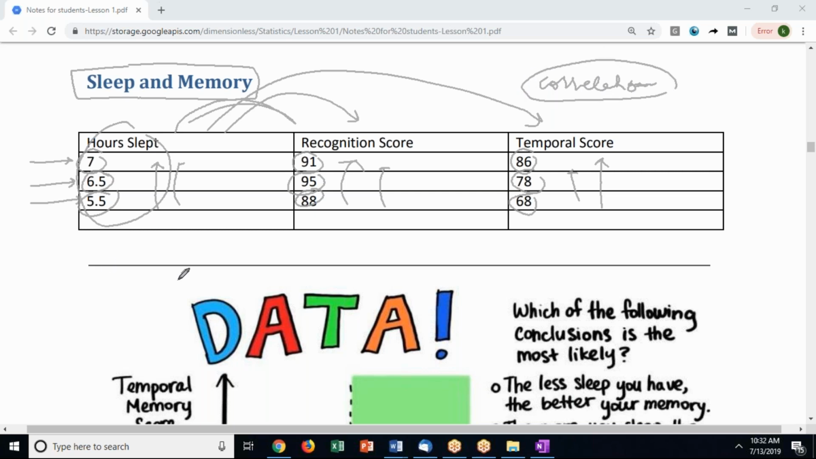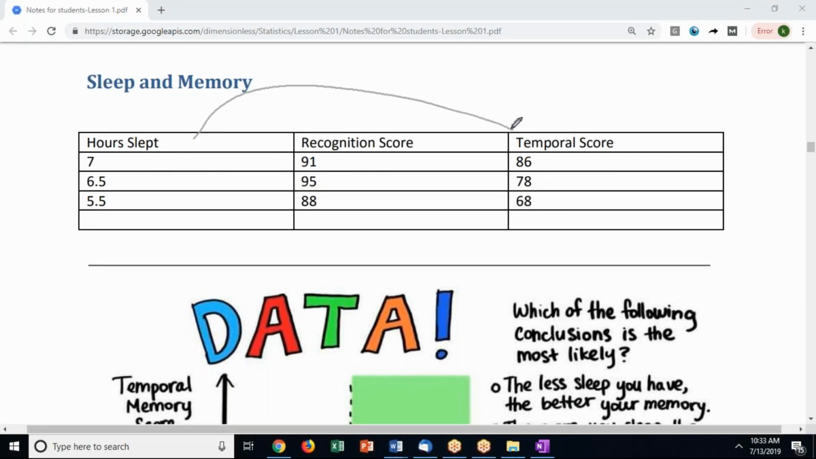Correlation is basically a relationship between two continuous variables. You'll say that these two variables are correlated if there exists some kind of relationship between them. So in this case, we'll say hours slept and temporal memory score seem to be correlated based on the data that we have, and these two do not seem to be correlated.